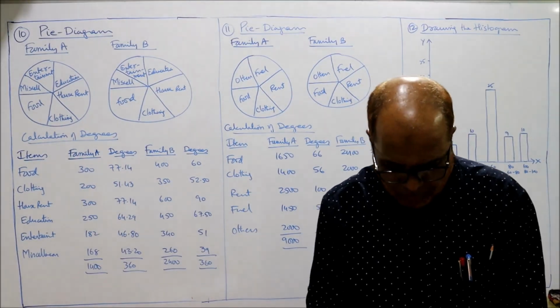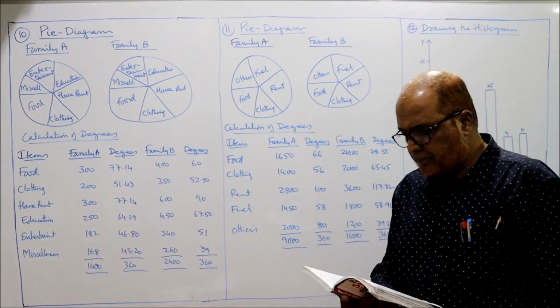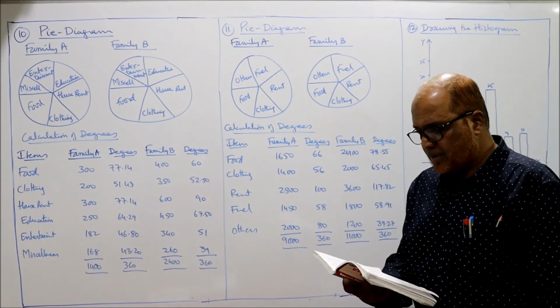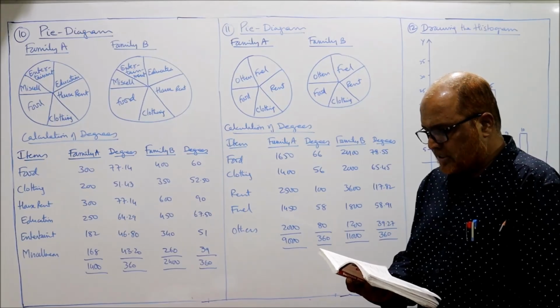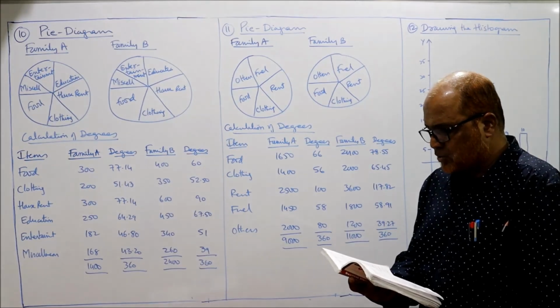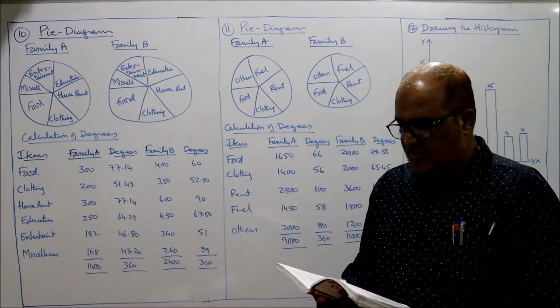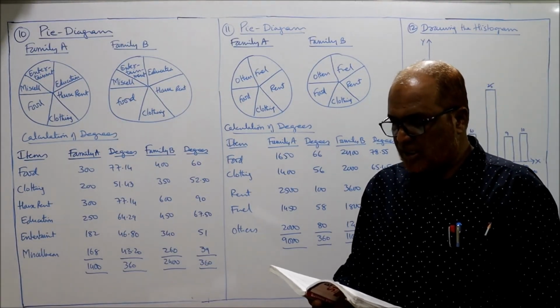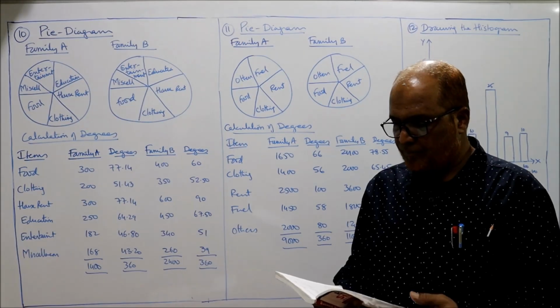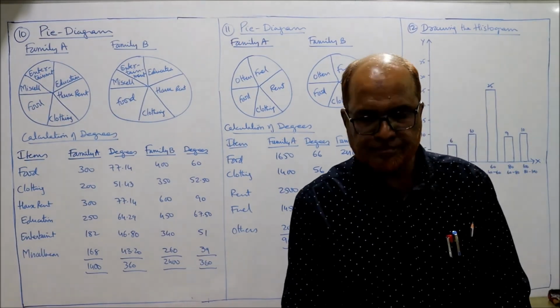Now see the next problem, the 12th one. Represent the data through a histogram. Marks are 0 to 20, 20 to 40, 40 to 60, 60 to 80, 80 to 100. So here a continuous frequency distribution is given and we have to draw the histogram.